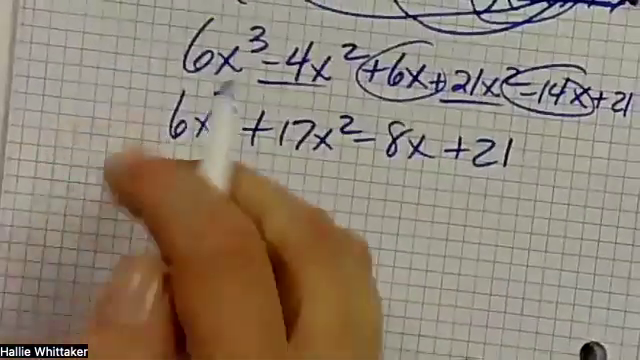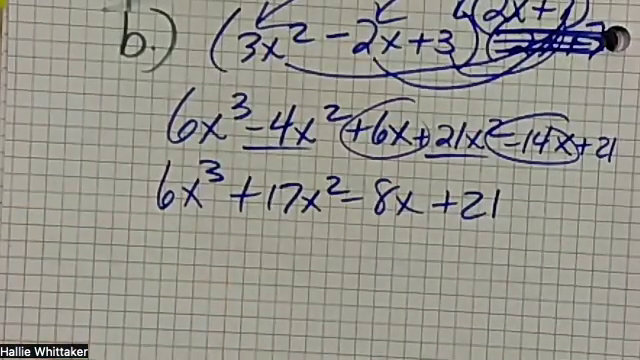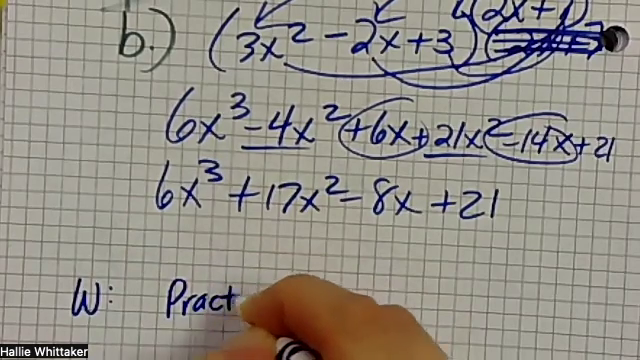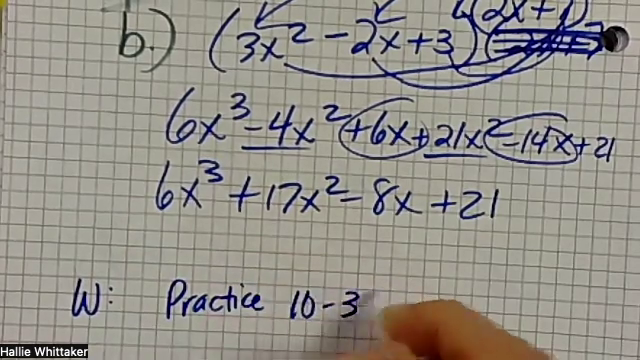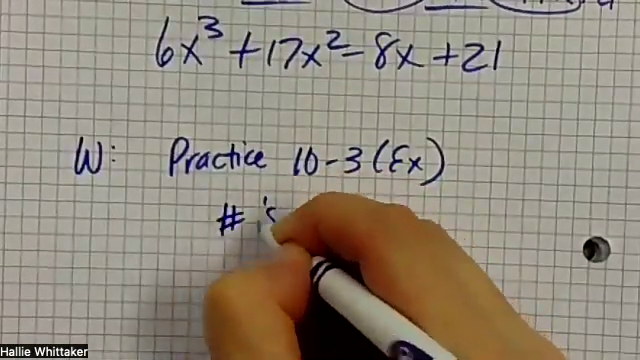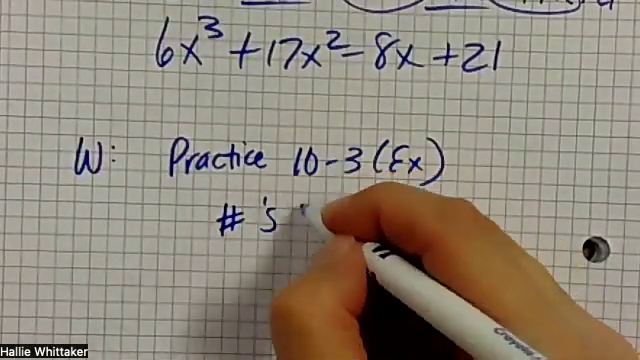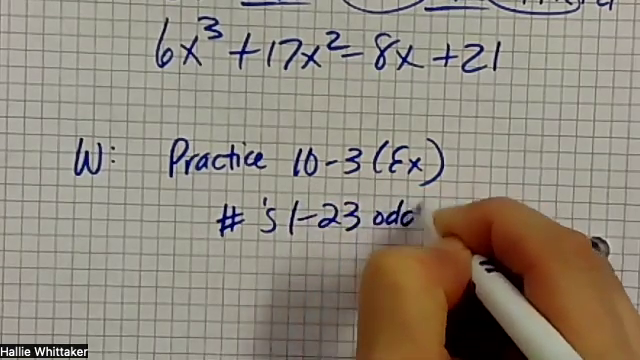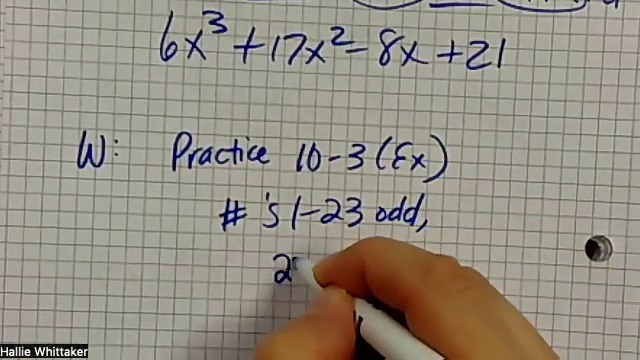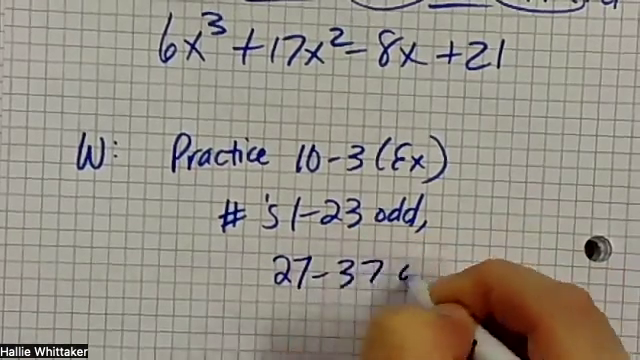Let's start with no homework for Good Friday. So Wednesday, practice 10-3 example. Numbers, let's do 1 through 23 odd. And 27 to 37 odd.